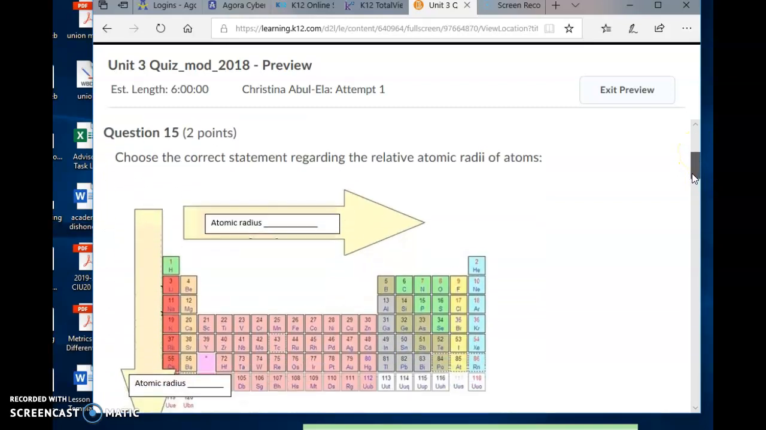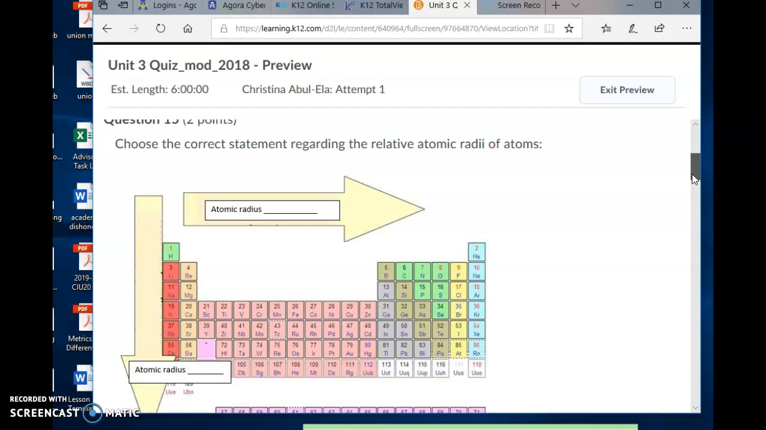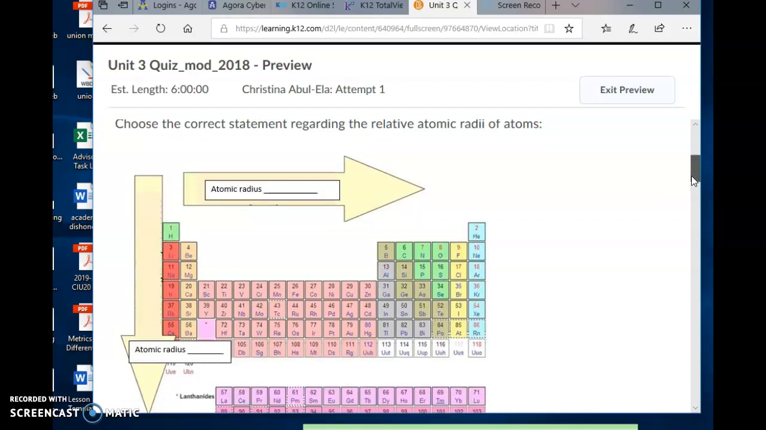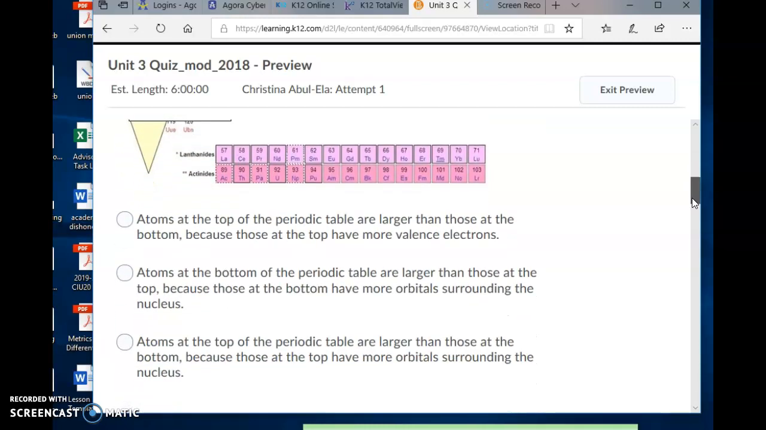Question 15. Choose the correct statement regarding the relative atomic radii of atoms. Atoms at the top of the periodic table are larger than those at the bottom because those at the top have more valence electrons. Atoms at the bottom of the periodic table are larger than those at the top because those in the bottom have more orbitals or energy levels surrounding the nucleus. Atoms at the top of the periodic table are larger than those at the bottom because those at the top have more orbitals or energy levels surrounding the nucleus.